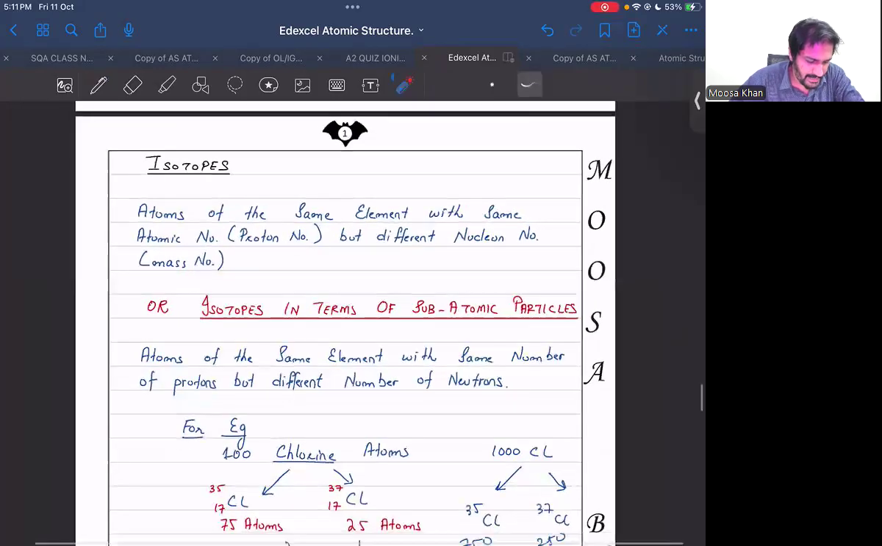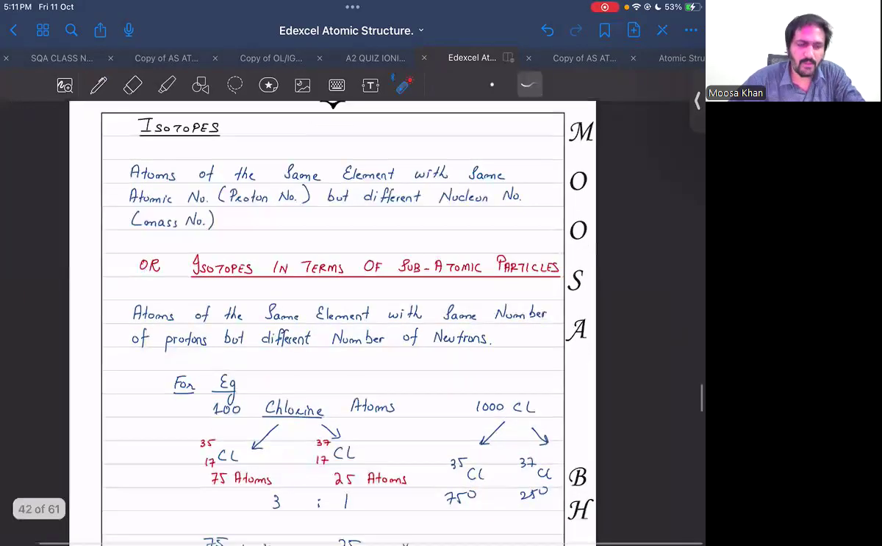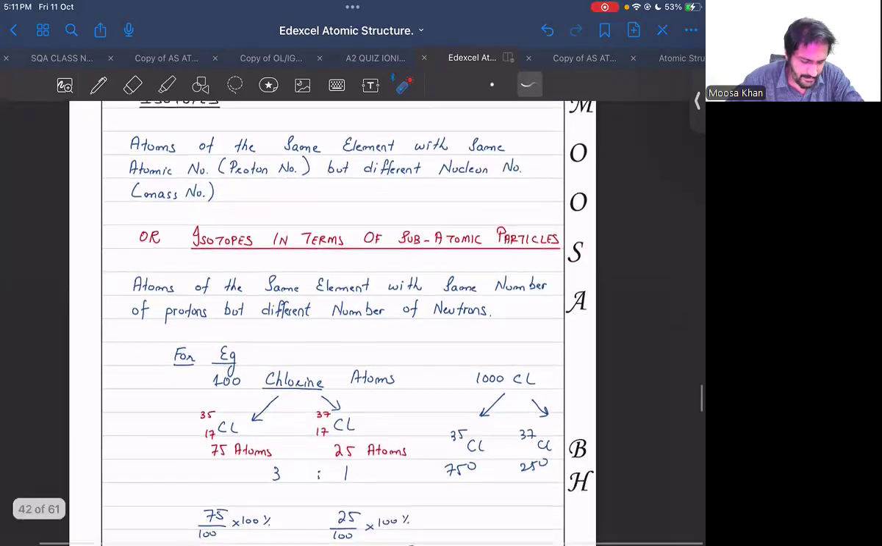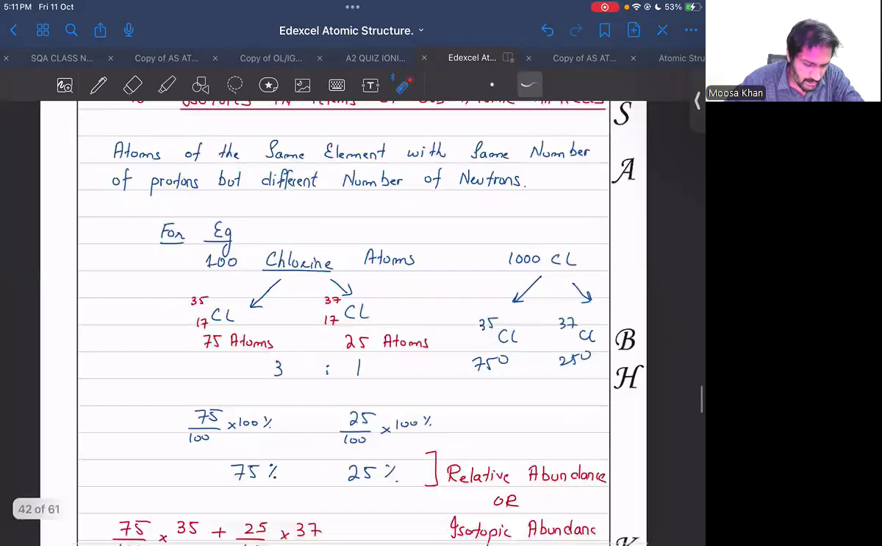Or alternatively, you can talk in terms of subatomic particles, that they have the same number of protons but a different number of neutrons. Or you could have also said they have the same atomic number but a different nucleon number. Everyone knows what isotopes are. But let's say a chlorine element has two isotopes, one with the mass number 35 and one with the mass number 37. Both have atomic number 17.